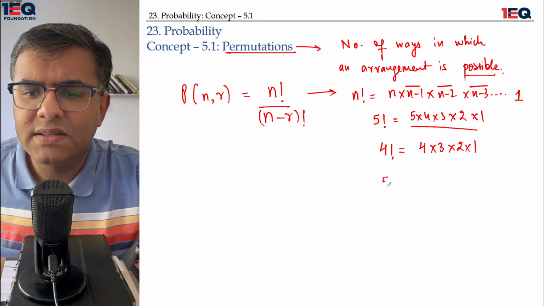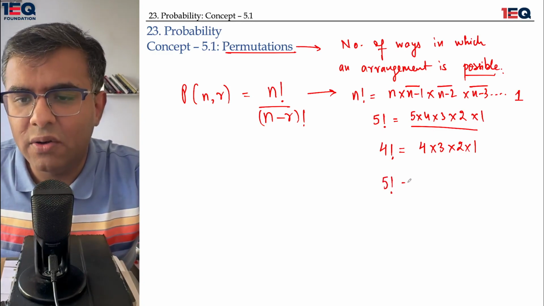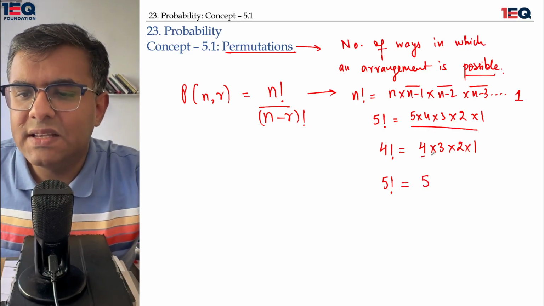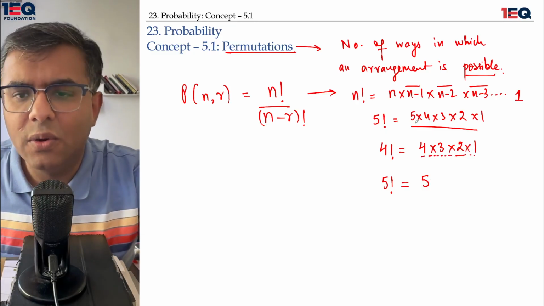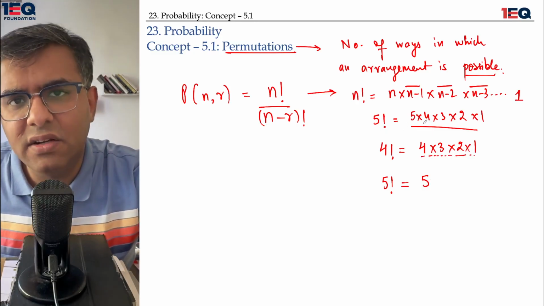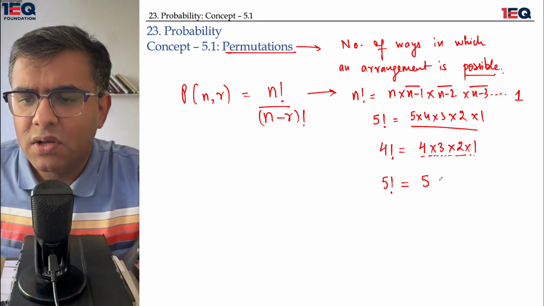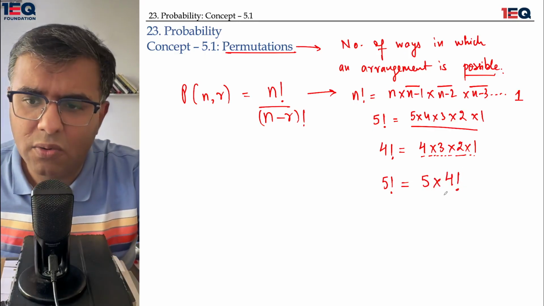If somebody asks me to write the answer of 5 factorial in terms of 4 factorial, what can I do? I can easily see that 4 factorial is already present in 5 factorial. The only difference is that 5 factorial has an additional 5, because that is n. So 5 multiplied by 4 factorial can also be called 5 factorial.